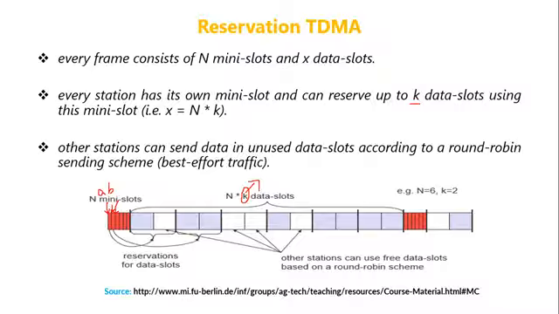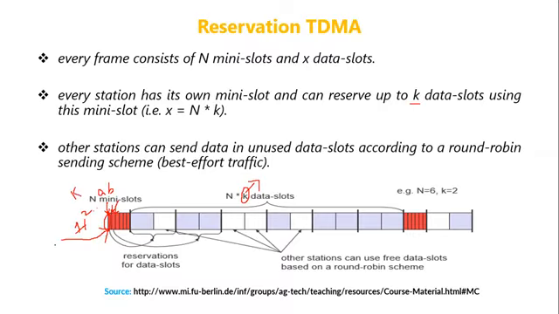So if user A wants data slots, then he should reserve during his mini slot, and also specify how many data slots he wants. If user A wants only one data slot, then he can say one. If he wants two data slots, he can say I want two data slots. Maximum, he can reserve up to k data slots.